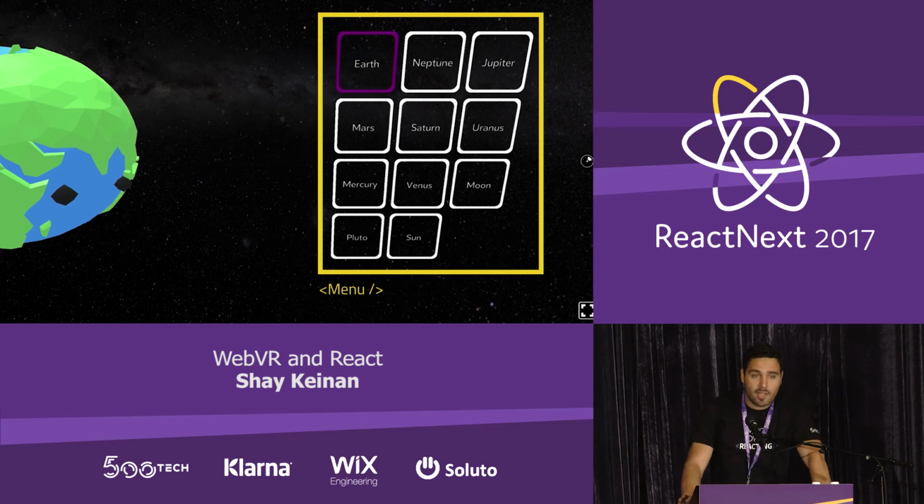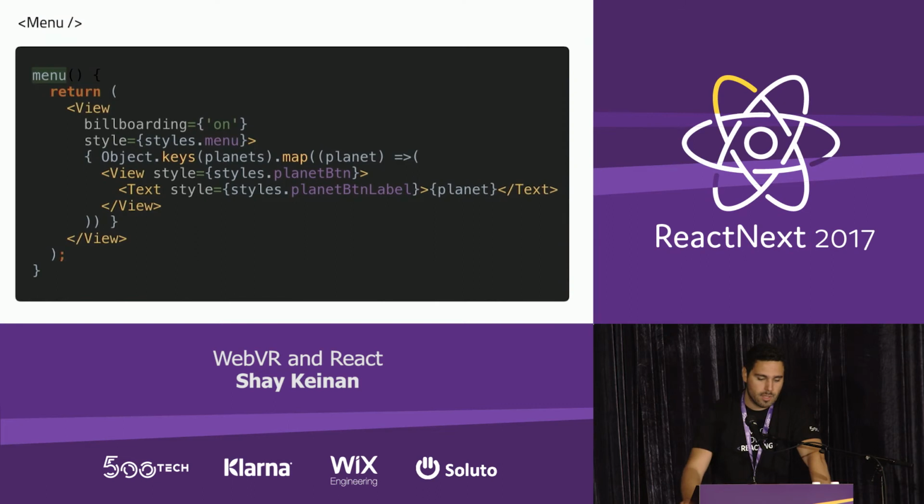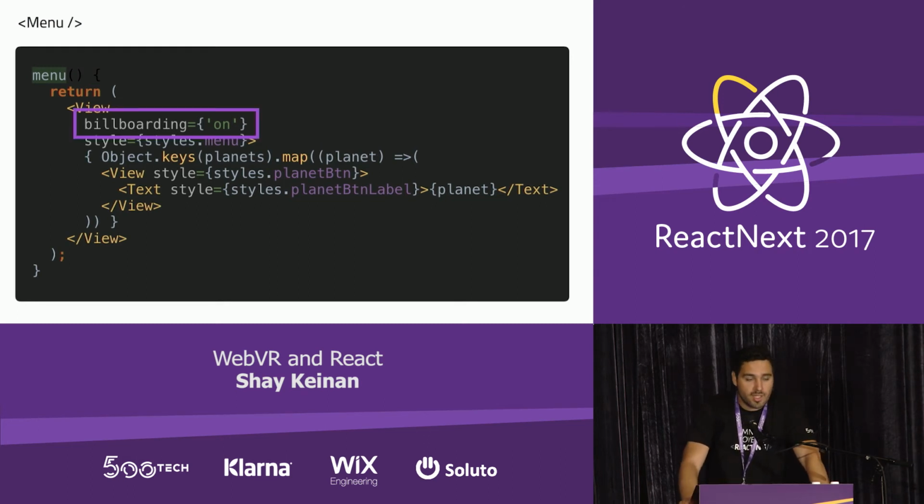In our application, I created a menu to navigate between planets. This is our menu. It's basically a view that contains other views, 1 view per planet. Notice the billboarding property. Billboarding is a Boolean property for controlling the view rotation towards the screen, meaning that when billboarding is on, the view will always face the viewer.